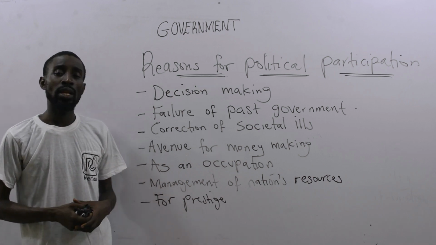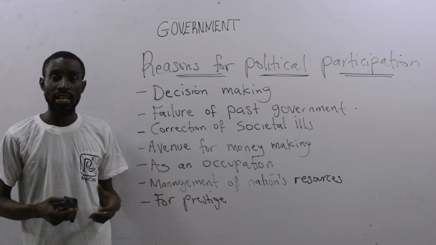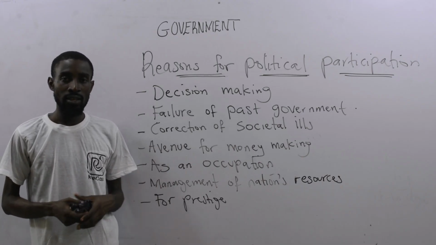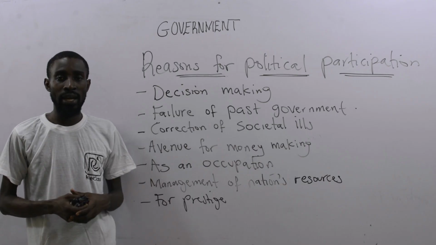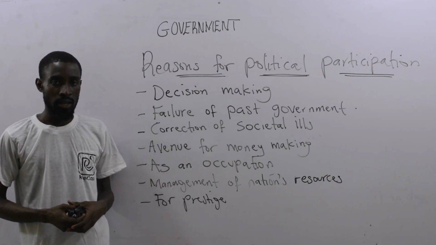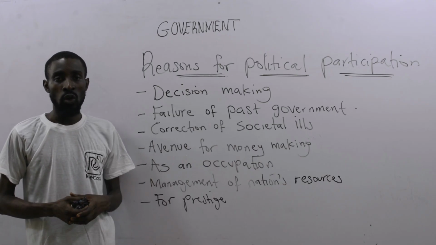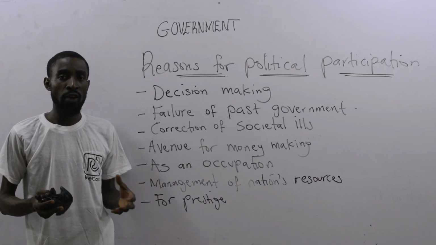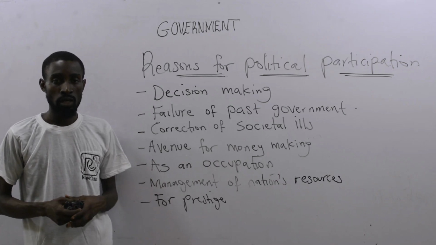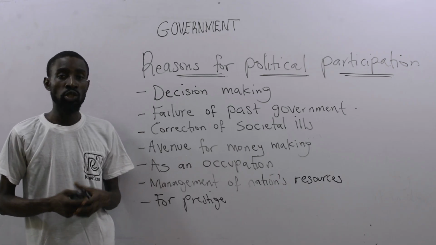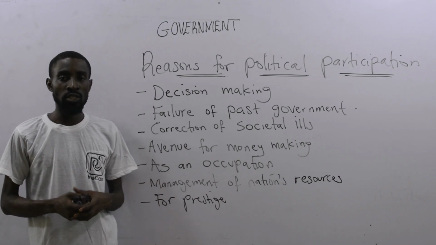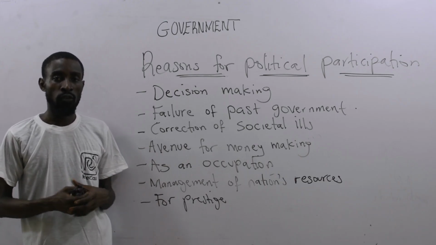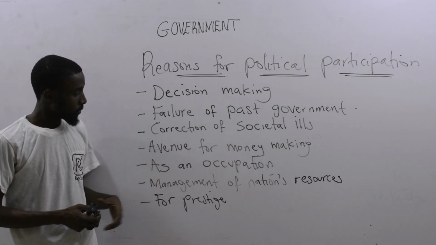Okay, avenue for money making. Some politicians actually are active in politics because they see it as an avenue for money making. They don't even care about the welfare of the masses. They see it as a place where they can actually fill their pockets. They see money in politics, and that's why some people are even abroad, or they may be somewhere else, very far from their country. But when it's time for election, they would actually leave whatever they are doing just to participate, just to contest, just to win, because they know that there is huge amount of money in politics.